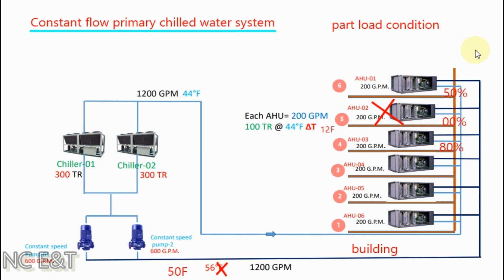When we go to floor 5, this floor is closed, it is not working, so there is no need for air conditioning there. So the total chilled water for this floor, that is 200 GPM at 44 degrees Fahrenheit, will pass to the return line. When we go to floor 4, here we need 80% cooling capacity.